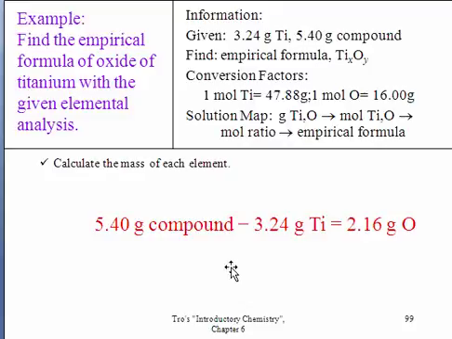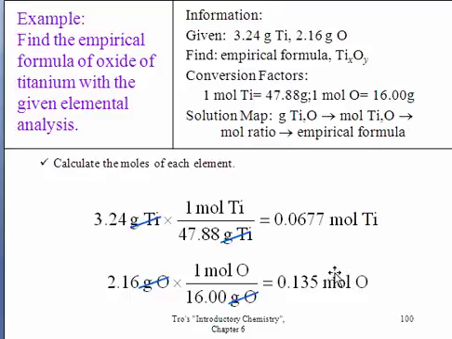So to be able to calculate the amount of moles, we have to know the mass of each element. We're given the grams of titanium, but we are not given the grams of oxygen. We've got to calculate that by subtracting our mass of titanium from our total mass of the compound. The compound is made up only of titanium and oxygen, so when I subtract away the mass of the titanium, I'm left with the mass of the oxygen. Once I have the two masses, then I can calculate how many moles.